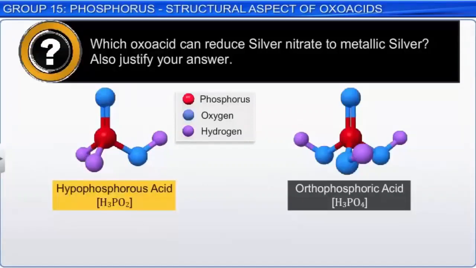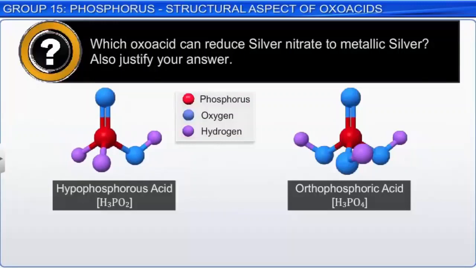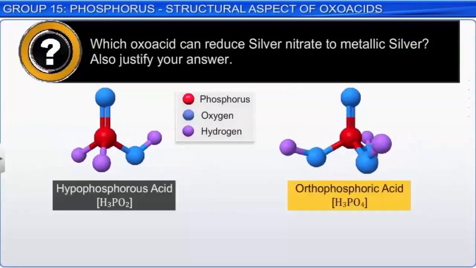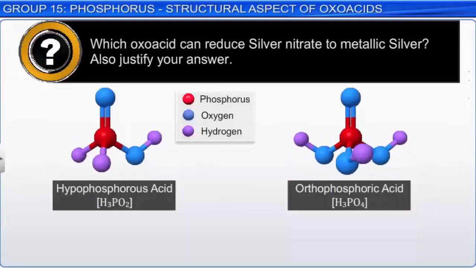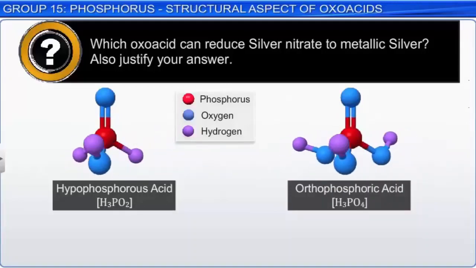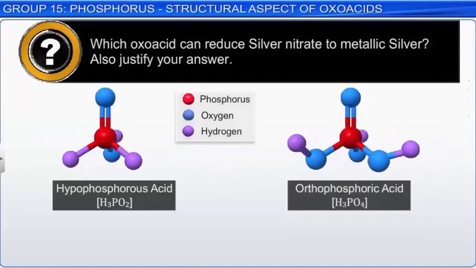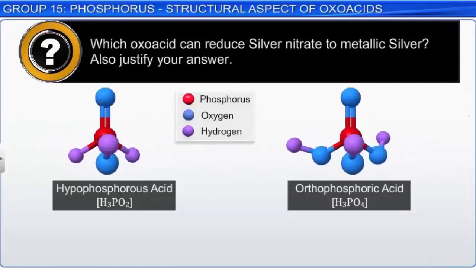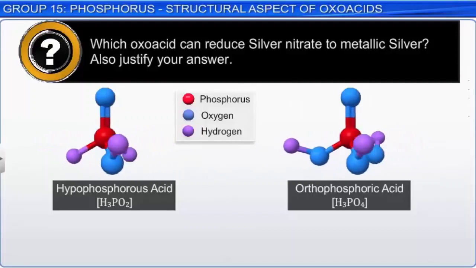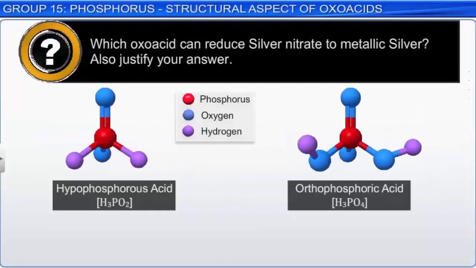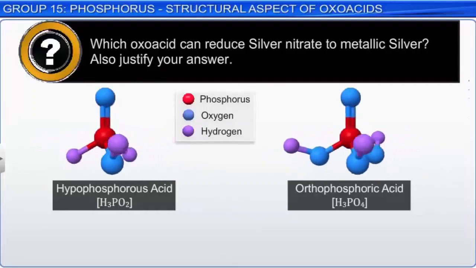Examine the structures of hypophosphorus acid and orthophosphoric acid. Of these, which oxo acid can reduce silver nitrate to metallic silver? Also justify your answer. Try to answer this question on your own before looking at the answer.